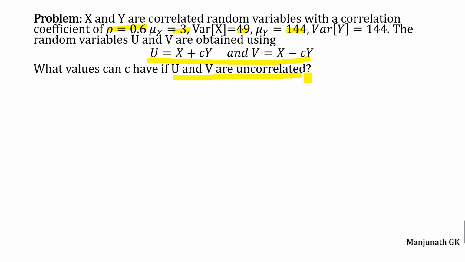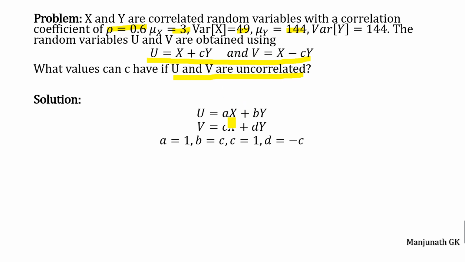If u and v are uncorrelated, by the property of expectations, we can say that covariance of u and v is 0. I repeat, if u and v are uncorrelated, covariance of u and v is 0. That is already discussed. Keeping that point in your mind, using the given data, I can write a as 1, b as c. Don't get confused because the general equation has a c, and in the given problem there is a constant c. Don't get confused here. So I have written all the values here.